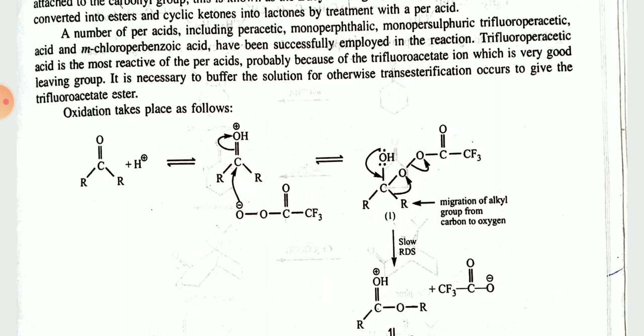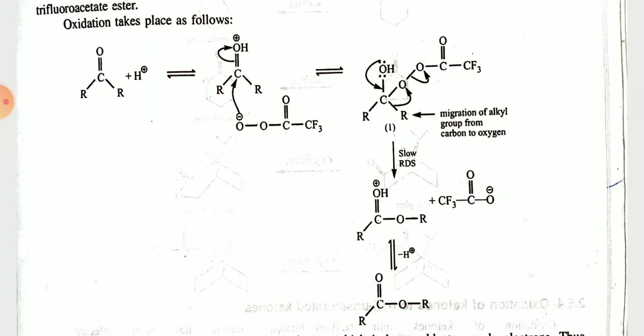So you can see here the mechanism, the ketone group over here and 1 H+ ion over here. What happened, the OH combines with the oxygen, and the oxygen is now electron deficient, so it has a plus sign over here. Now the electron moves from the other, this catalyst, trifluoroacetic acid.